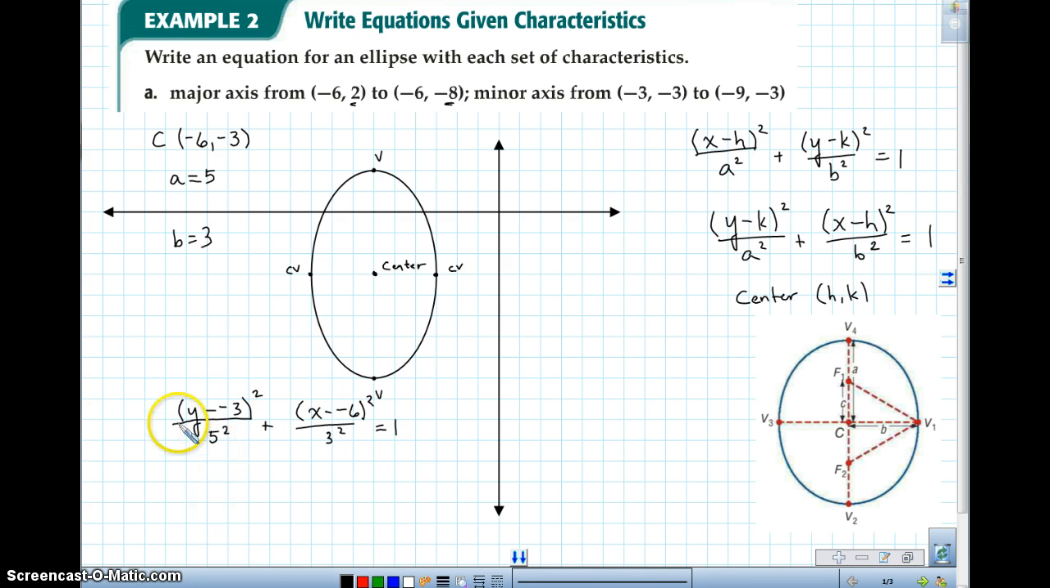We'll clean this up a bit for our final answer, so we get (y plus 3) squared over 25 plus (x plus 6) squared over 9 equals 1.